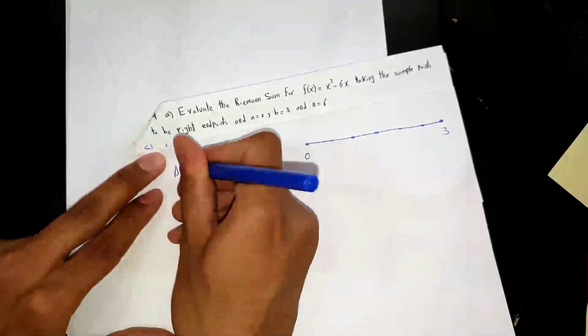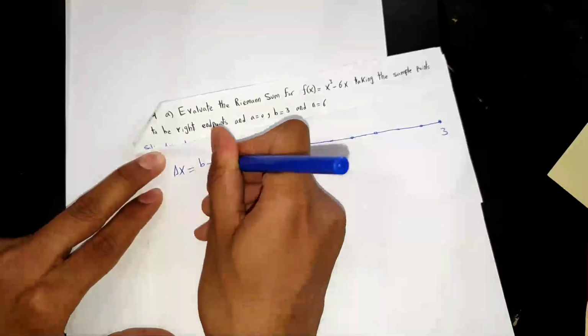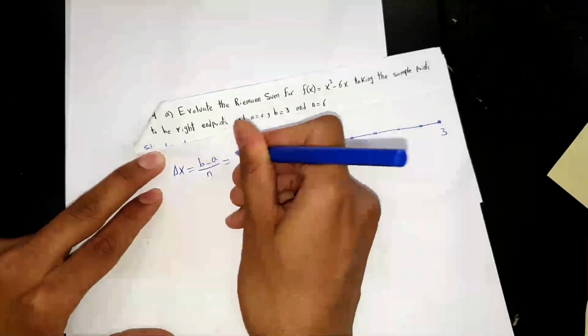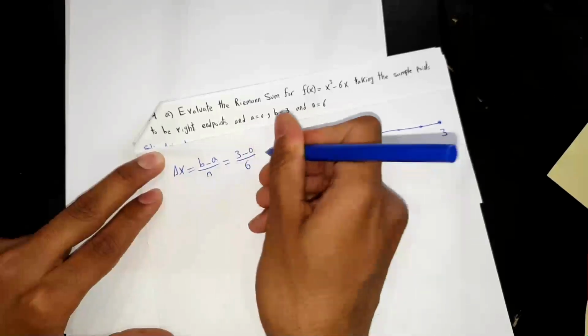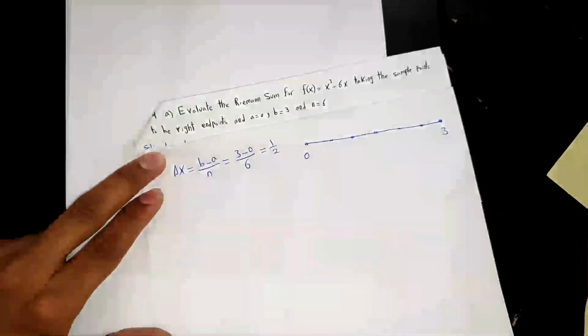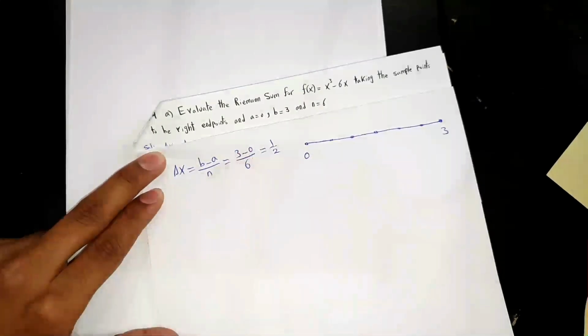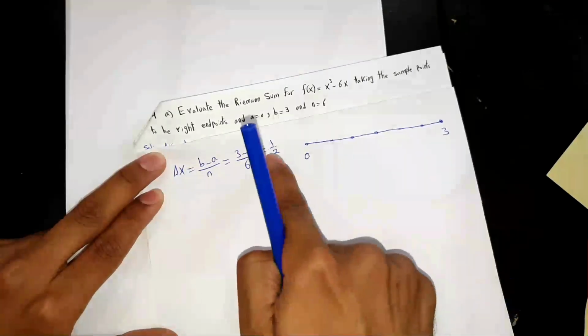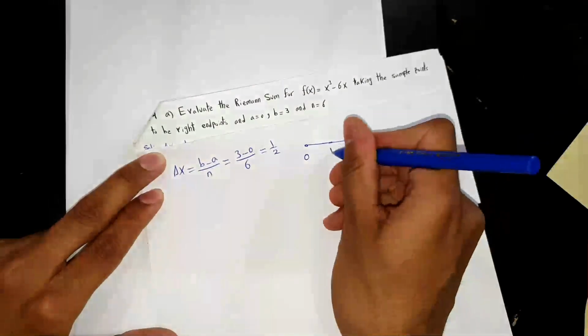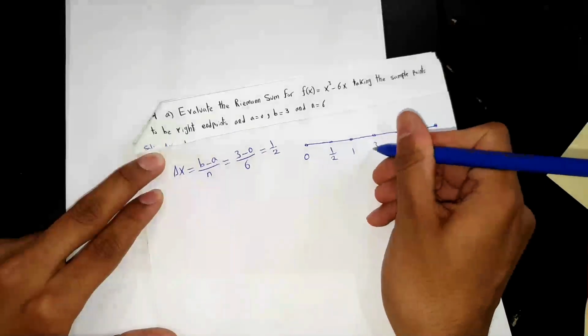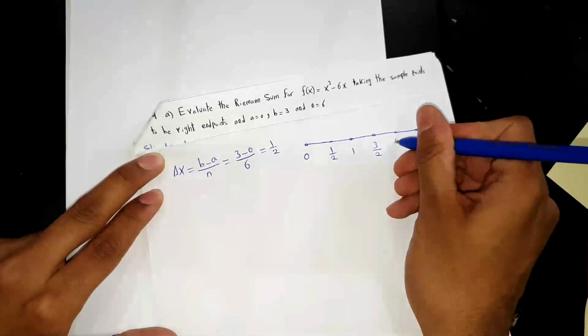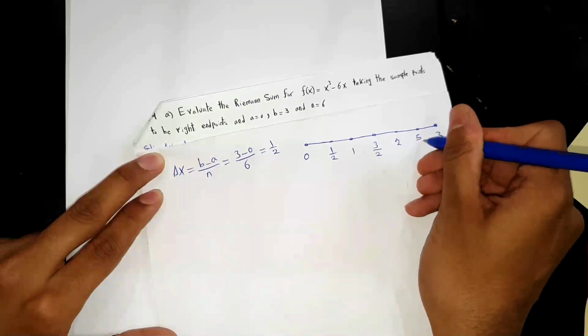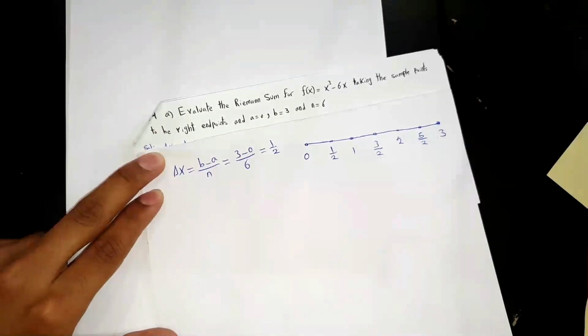First of all, we need to find delta x, which is given by the formula b minus a over n, which is in this case 3 minus 0 over 6, which is equal to half. This is your b, this is a, and this is your n. Now, add delta x to a, you will get half. Add it, you will get 1. So you will get this computation. And here we will finish with 3.